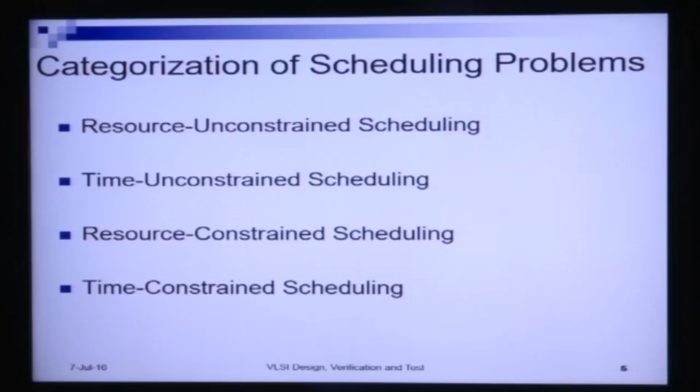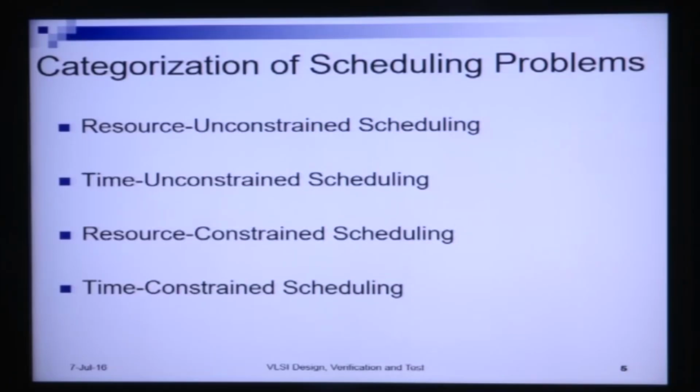So, depending on the type of scheduling that we are doing, depending on the number of resources that we have, and the amount of time that we are taking to schedule, there are principally 4 different kinds of scheduling problems. Literature says there are 4 different kinds of scheduling problems within a basic block. The first one is resource unconstrained scheduling, where we have no constraints on the amount of resources that we can use.